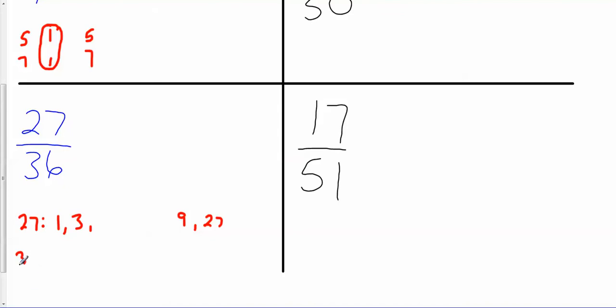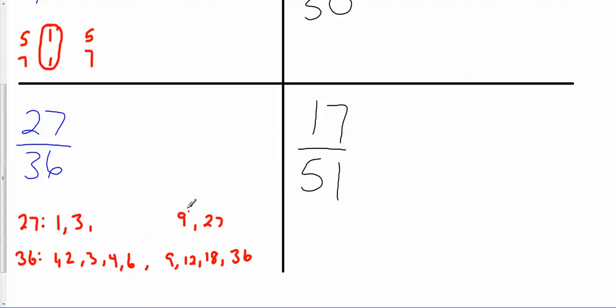So 36. 1 and 36. 2, most certainly. 2 times 18. 3. 3 plus 6 is 9, so I know 3 is. So 3 times 12. 4. Yes, it is. 4 times 9. 5, no. 6, yes. Oop, it was 4 times 9. Forgot about the 4 there. And 6 times 6. So I only wrote it once.